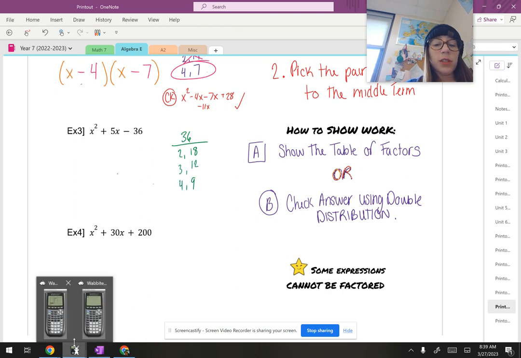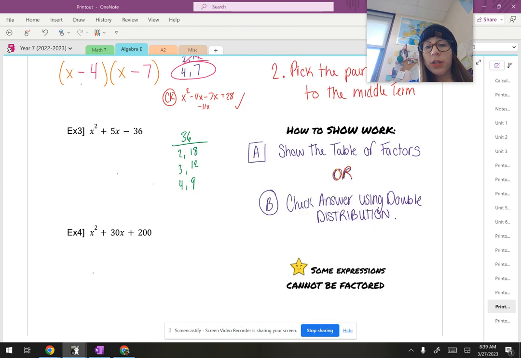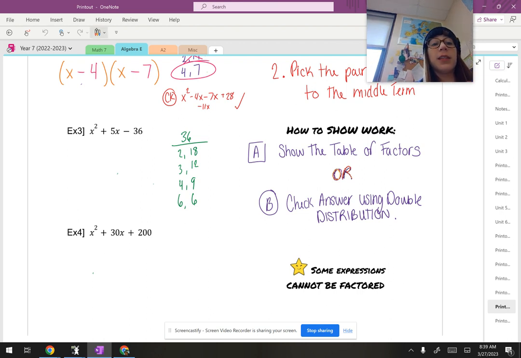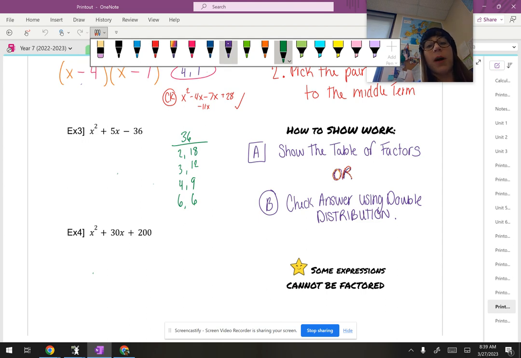And now just notice that when we're doing these, I think it's worth mentioning that I'm not mixing and matching. I'm not taking the 2 with the 12 or the 4 with the 12. I'm keeping those pairs together because they have to do both of those things. They have to both multiply to 36. And in this case, we need to add to a positive 5.